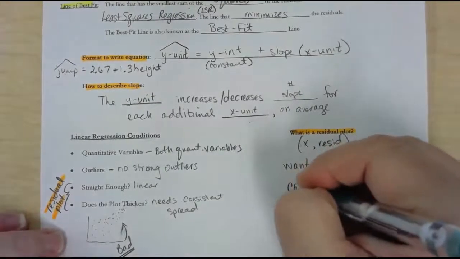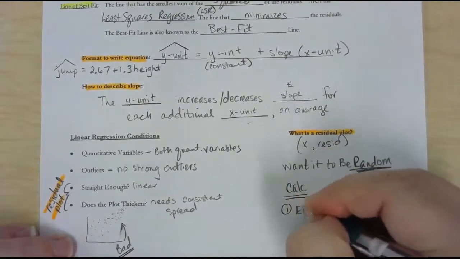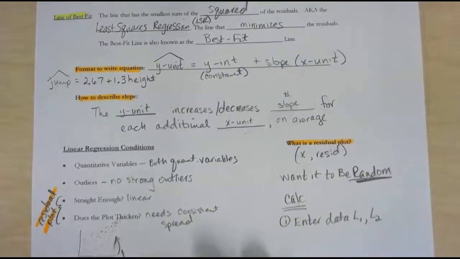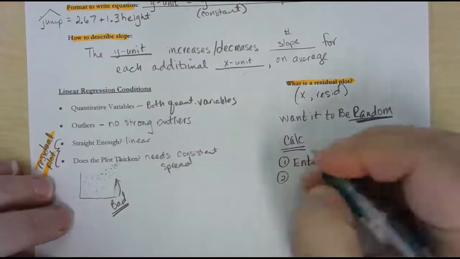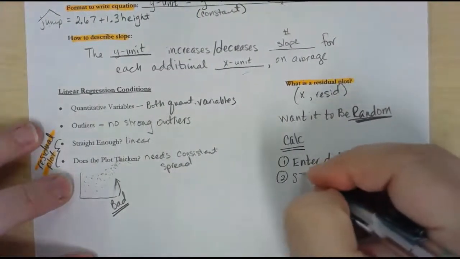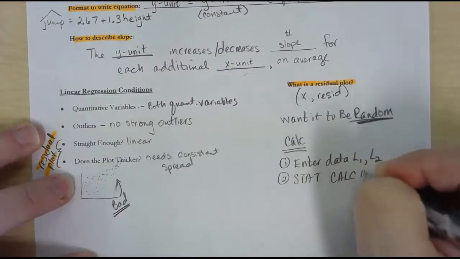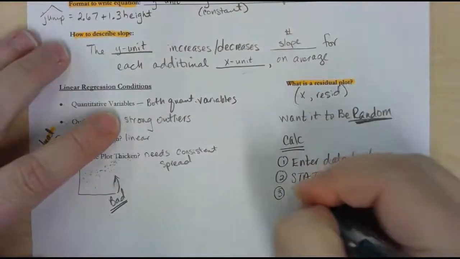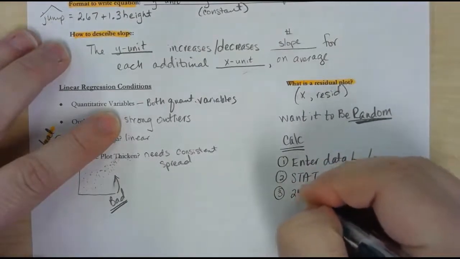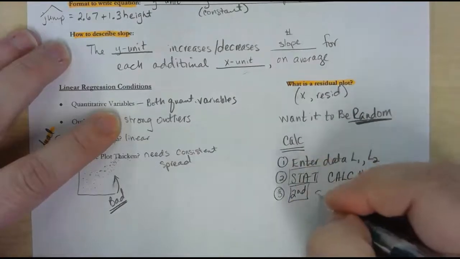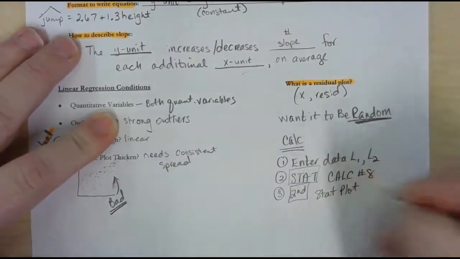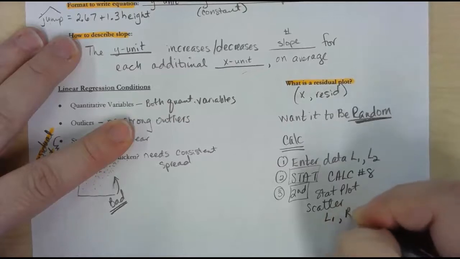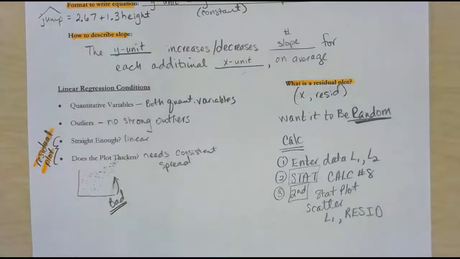Okay, so to find residual graphs in the calculator, the first thing you must do is you have to enter data in L1 and L2. You can't do it without having the data in there. The second thing you have to do is you have to find your equation. So you have to run stat calc number 8. That's going to find the residuals because it gives you an equation. And then the third thing you're going to do is you're going to graph. So you're going to do second stat plot. And you're going to do a scatter of L1 and resid. Okay?